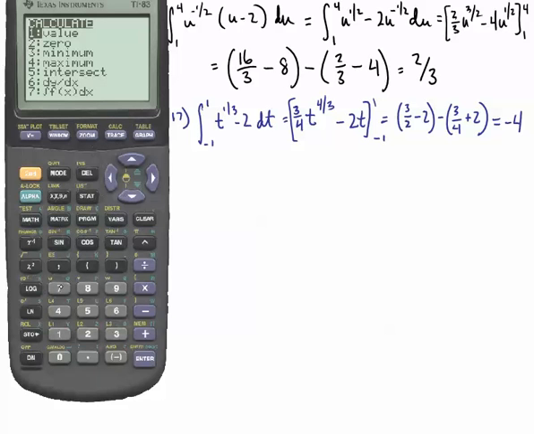Alright, first of all, second calc, option 7, integral from -1 to +1, and we get -4 there. So that takes care of that. We'll go on to the next problem.